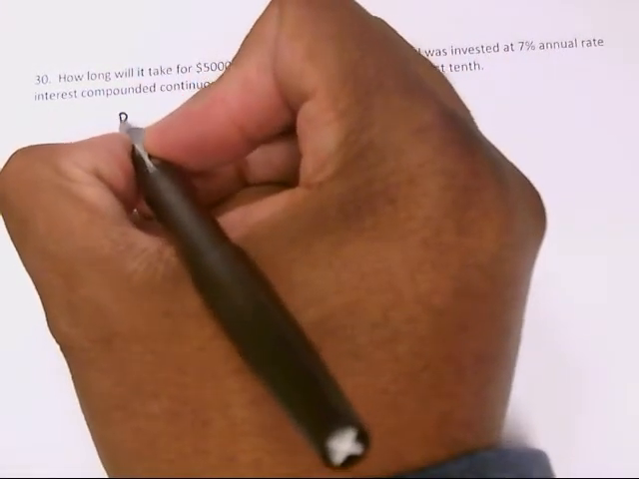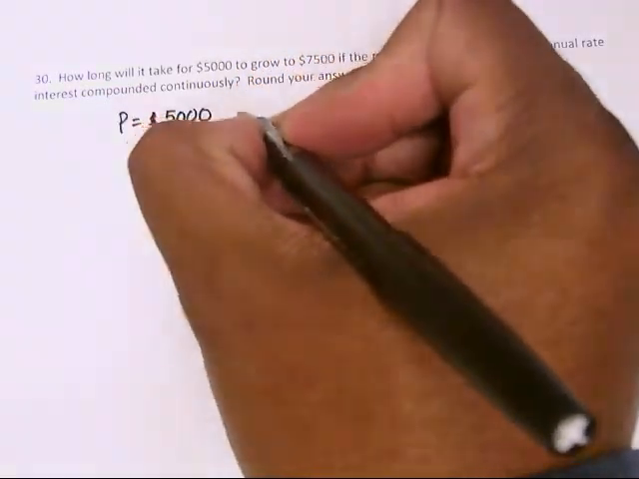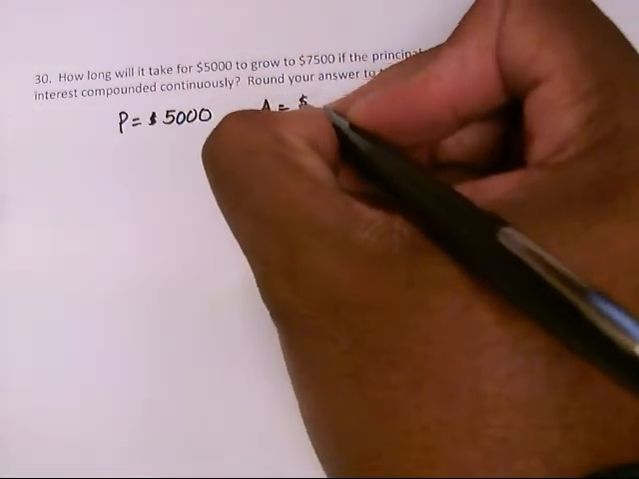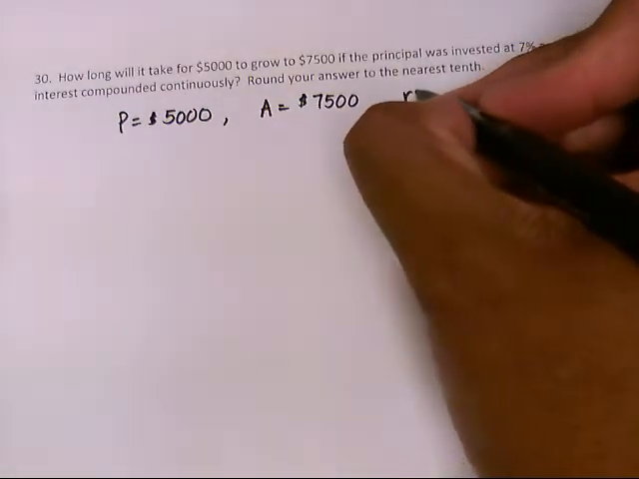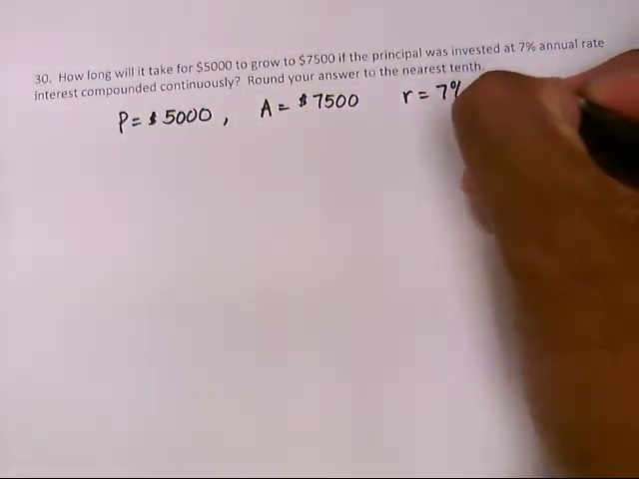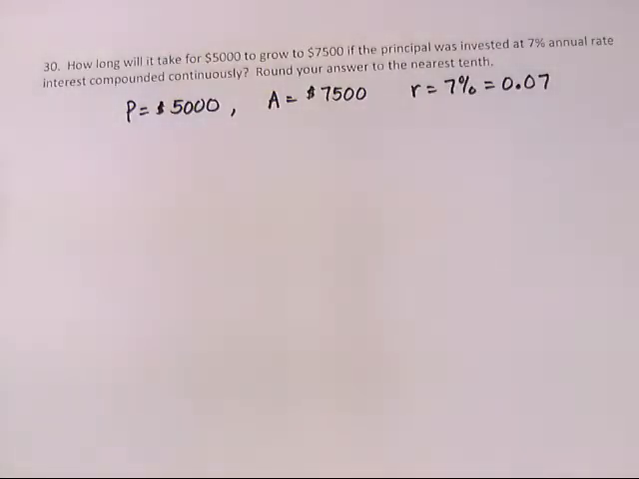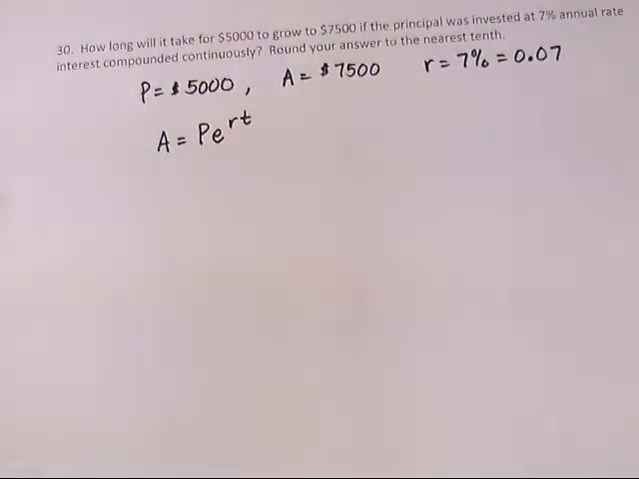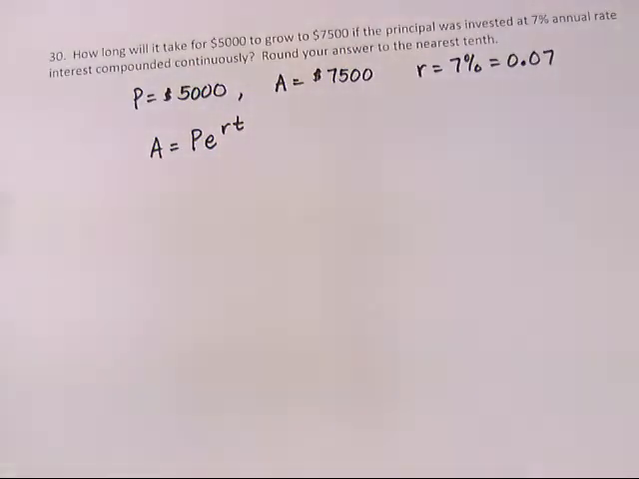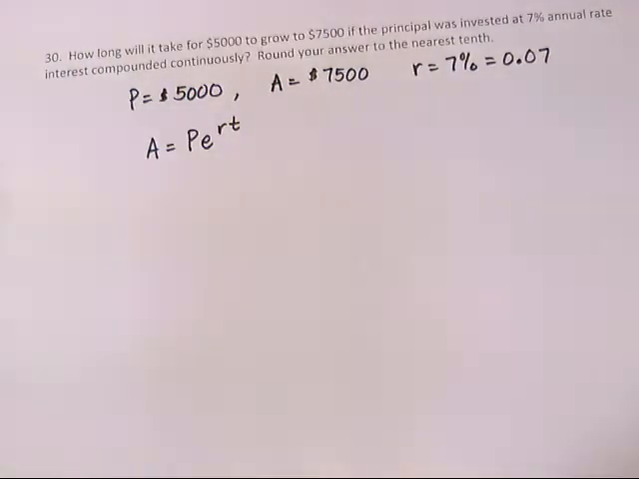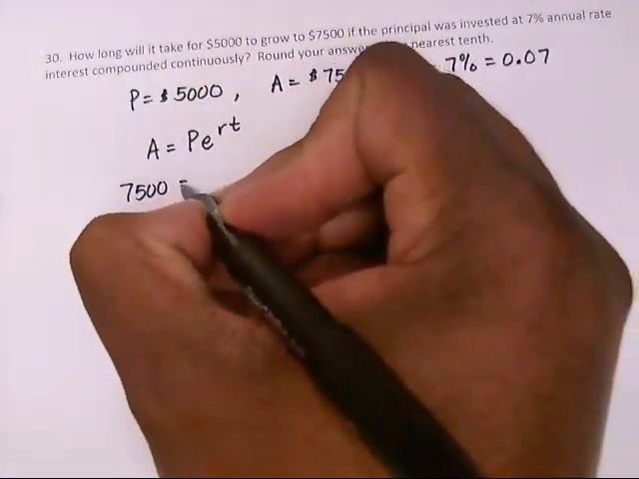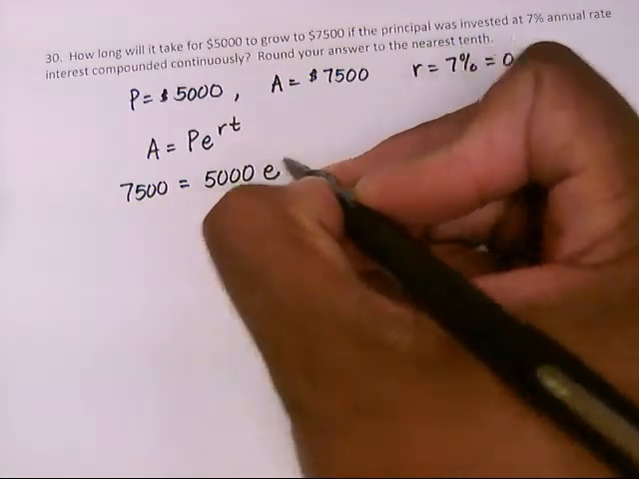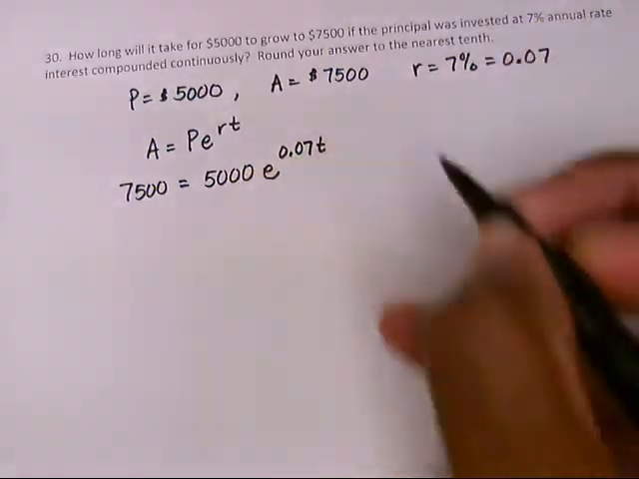Okay, so we have a principal of $5,000. We wanted to reach $7,500, so that's what A is equal to. The interest rate is 7%. Now 7% as a decimal, if you recall, is 0.07. And it's compounded continuously, so we need to use this formula: A is equal to P times e to the RT. And then we substitute the A, the P, and the R in that equation because we're finding out what T is. So your A is 7,500, equal to P, which is 5,000, times e to the R, that's going to be 0.07, times T.